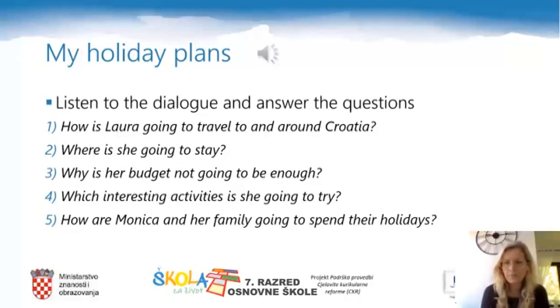Hi Laura, what are you doing? Hi Monica, I'm planning my summer holidays. Where are you going this year? I'm going to visit the Croatian coast. Oh, nice. How are you going to get there? I'm going to travel by plane to Zagreb. Then I'm going to take a train to Rijeka and then a bus. However, I'm going to some islands, so I might have to take a ferry too.